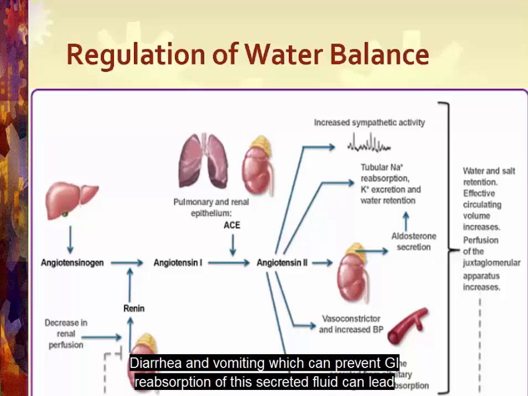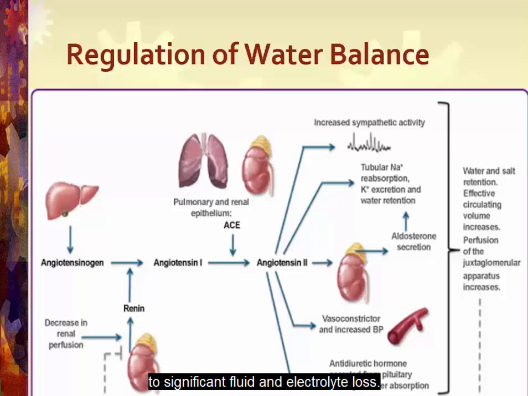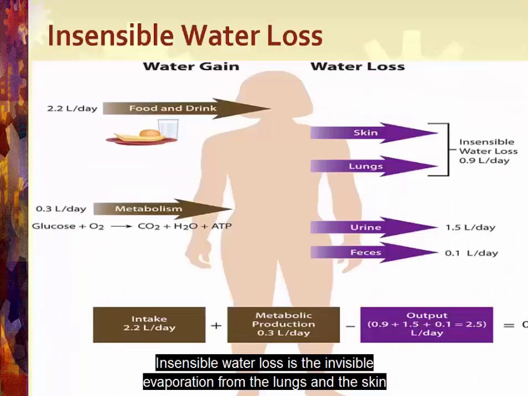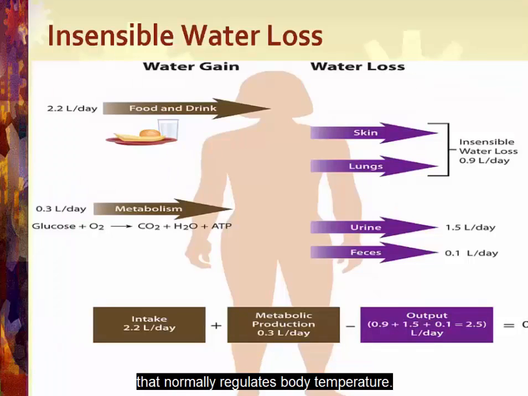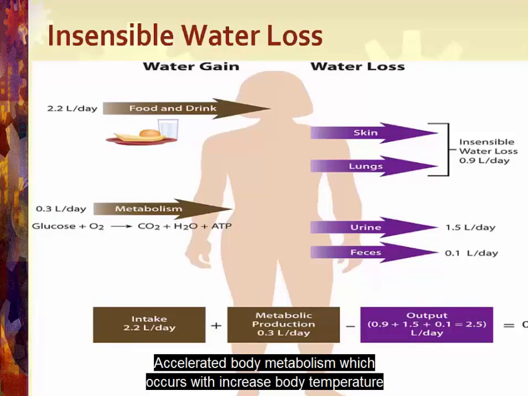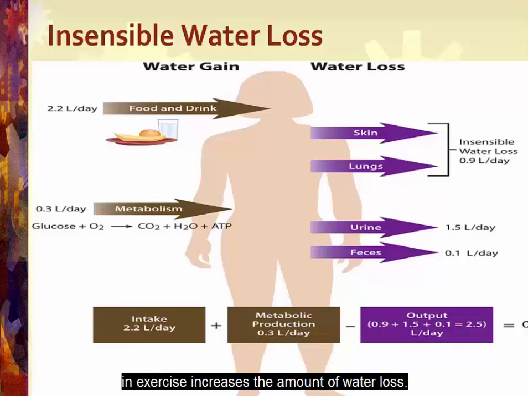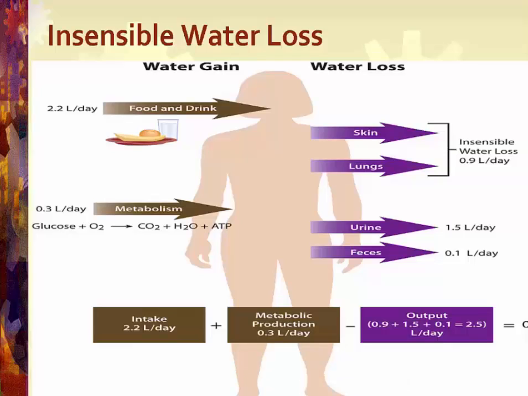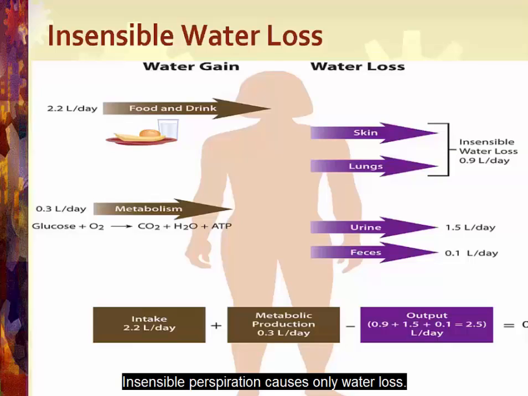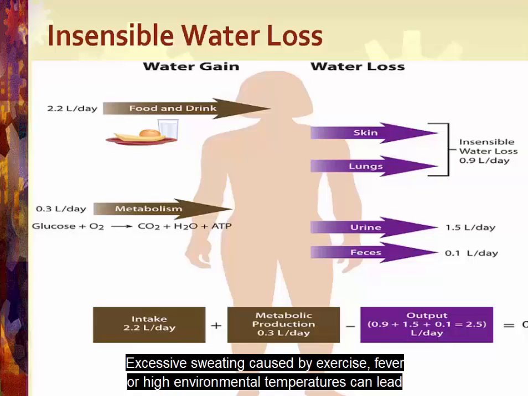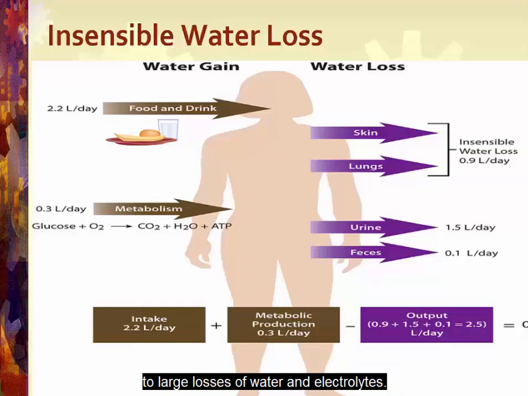Diarrhea and vomiting, which can prevent GI reabsorption of this secreted fluid, can lead to significant fluid and electrolyte loss. Insensible water loss is the invisible evaporation from the lungs and the skin that normally regulates body temperature. Normally about 600 to 900 mL a day is lost. Accelerated body metabolism, which occurs with increased body temperature and exercise, increases the amount of water loss. Insensible perspiration causes only water loss. Excessive sweating caused by exercise, fever, or high environmental temperatures can lead to large losses of water and electrolytes.